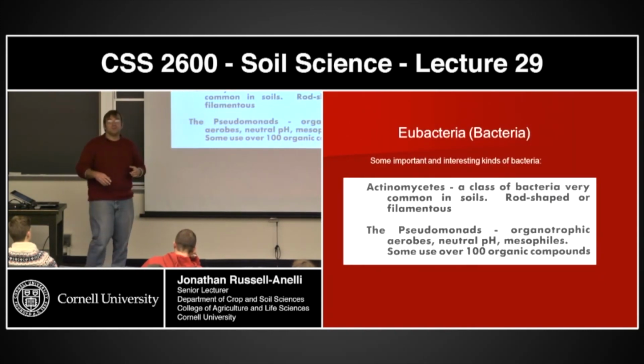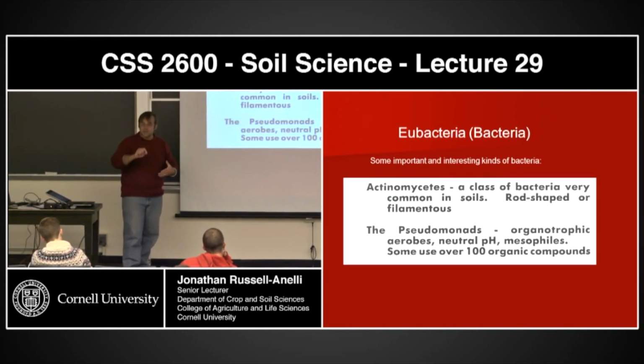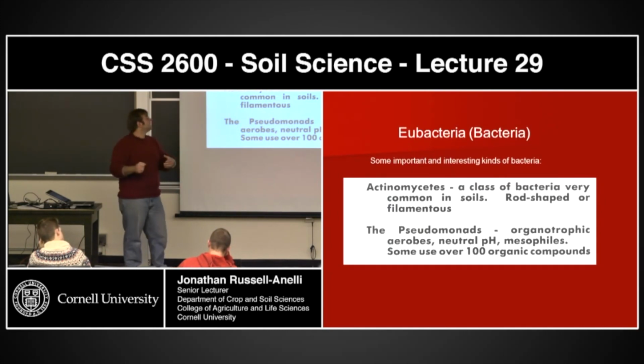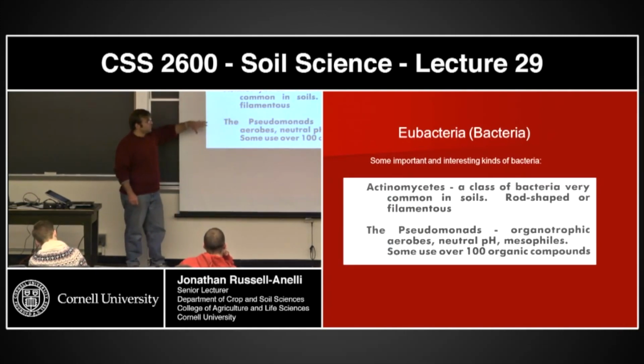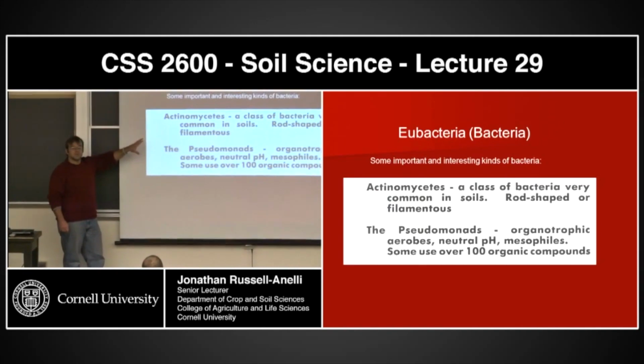Okay, the next group is the eubacteria. These eubacteria are what most of us would think of as bacteria, but there's another group we'll talk about next, which are archaebacteria, which are slightly different, but they're this sort of very small single-celled organism that are not necessarily aerobic. Okay, some of the important and really interesting kinds of bacteria, I threw two of them out here because you guys are probably familiar with these even though you don't know it.